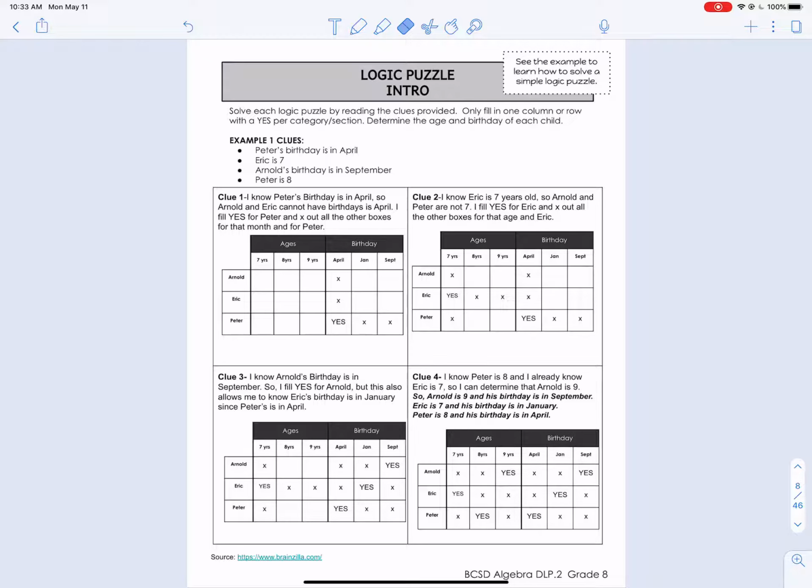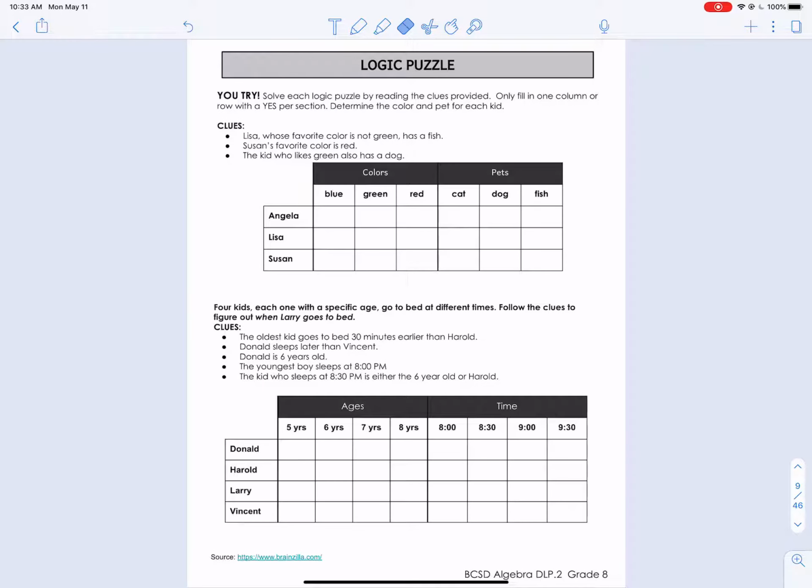So if you really like these, or if you just want more practice to get a feel for how it goes, online you can actually click in the boxes, and it's a little bit faster than doing it on paper. All right, so go through this example, try it out, and there's more resources down at the bottom there, the brainzilla.com, and then here's one for you to try.